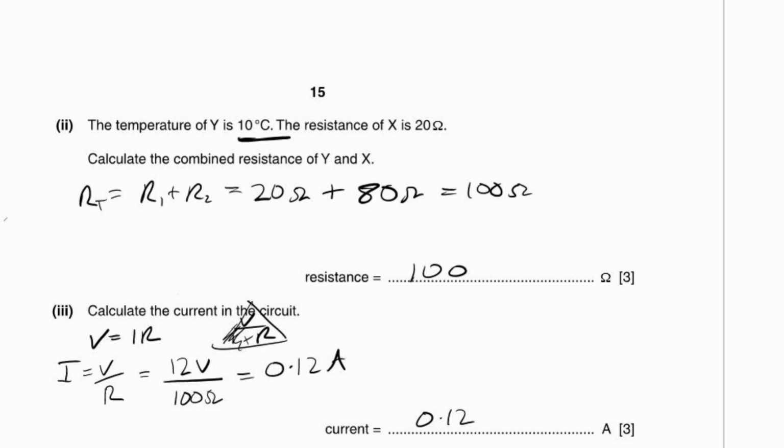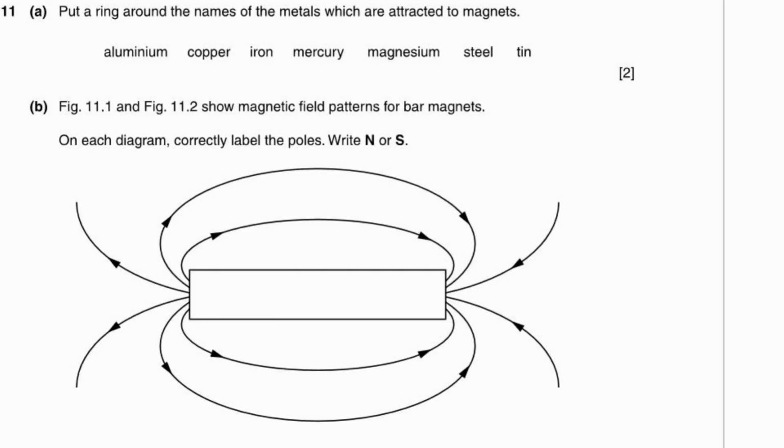Let's go on to question 11. Put a ring around the names of the materials which are attracted to magnets. Okay, let's look at those. Aluminium, no. Copper, no. Iron, yes. Mercury, no. Magnesium, no. Steel, yes. And tin, no.